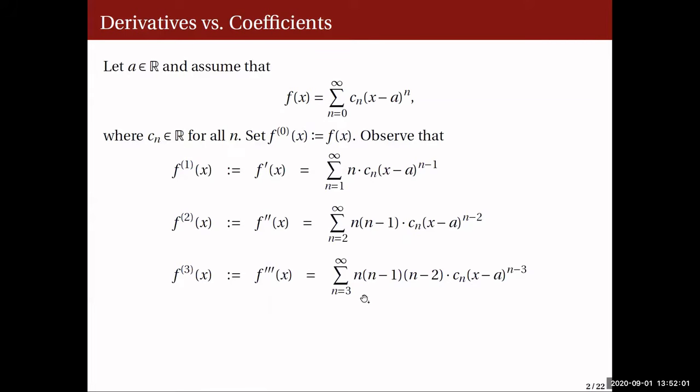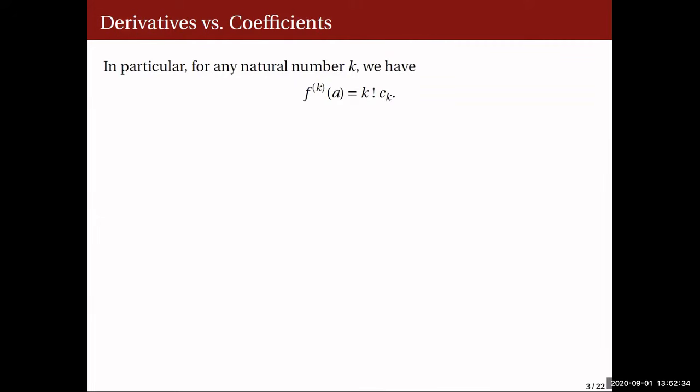Keeping up with this pattern, the kth derivative of f with respect to x is the summation from n equals k to positive infinity of n times n minus 1 times n minus 2 times n minus 3 and so on until n minus k plus 1, and then times c sub n times (x minus a) raised to n minus k.